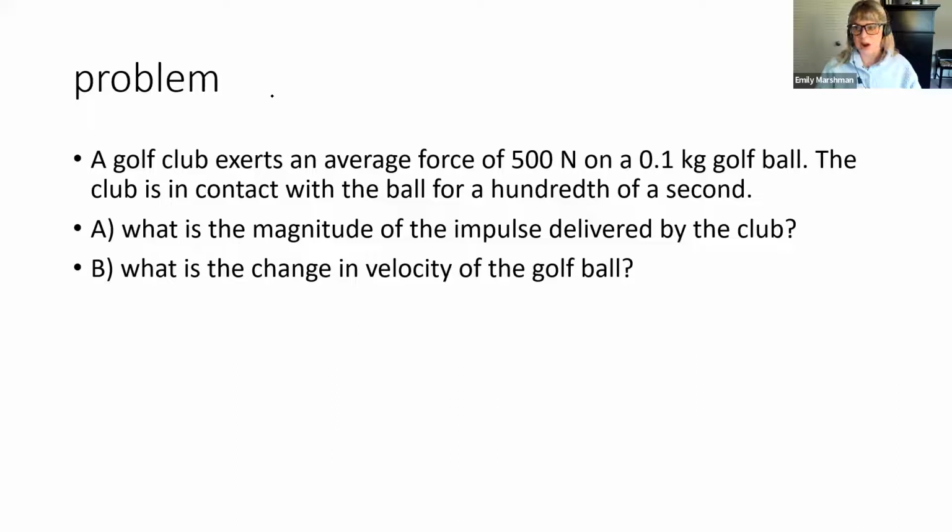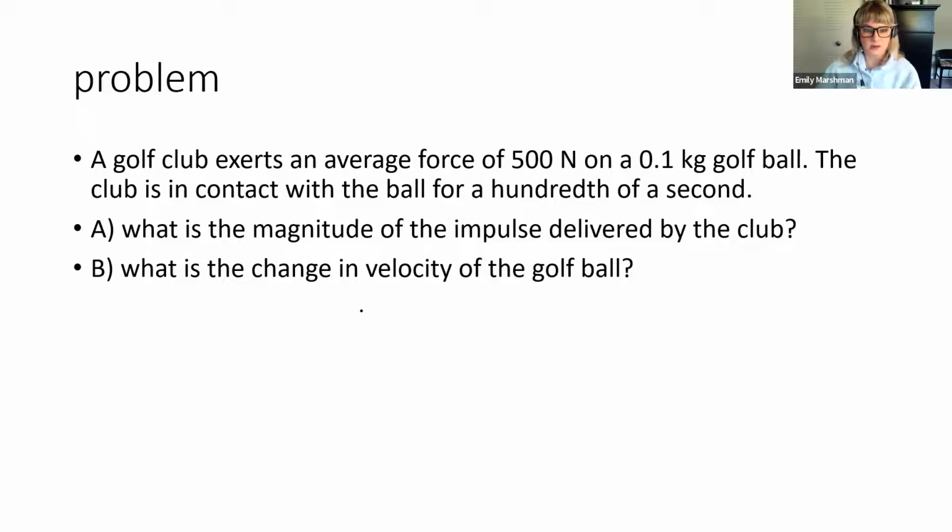So let's do a little problem together. A golf club exerts an average force of 500 newtons on a golf ball that has a mass of 0.1 kilogram. The club is in contact with the ball for 1/100th of a second. What is the magnitude of the impulse delivered by the club? What is the change in velocity of the golf ball?